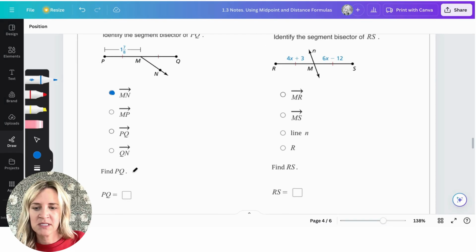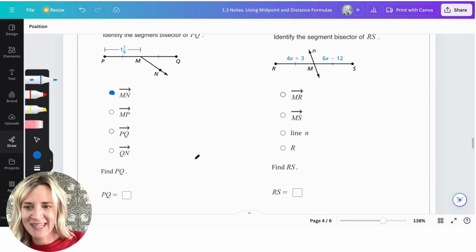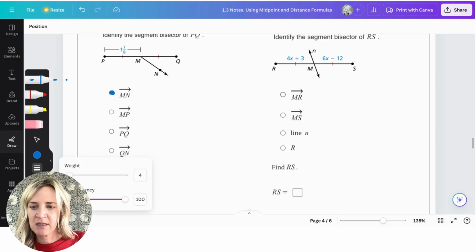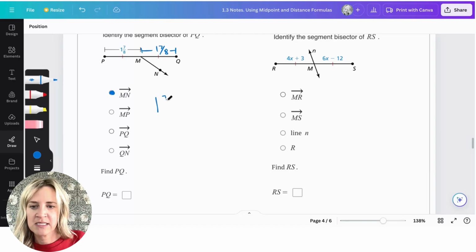Okay, we also want to find PQ. There's no line over the top because it's wanting to know the actual length of PQ. So the length of PQ, we are going to notice here, this bisector cuts it right in half. It's the midpoint. And so these two segments are congruent. That means this segment from here to here is also 1 7/8. So we're going to add those together. 1 7/8 plus 1 7/8.